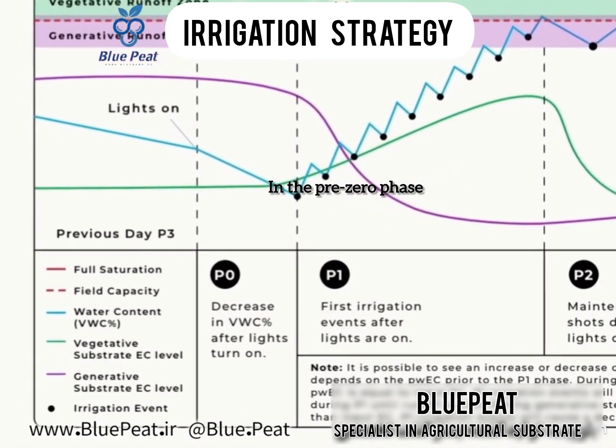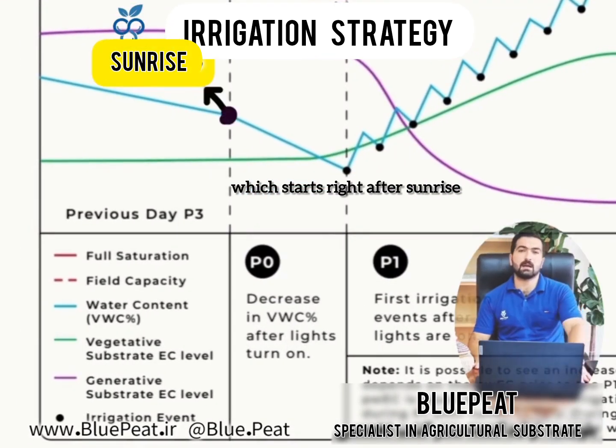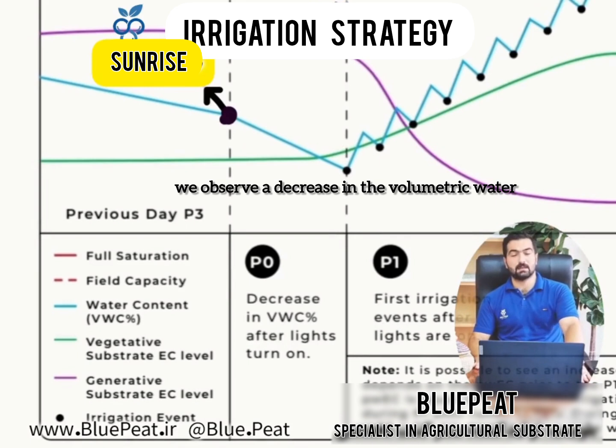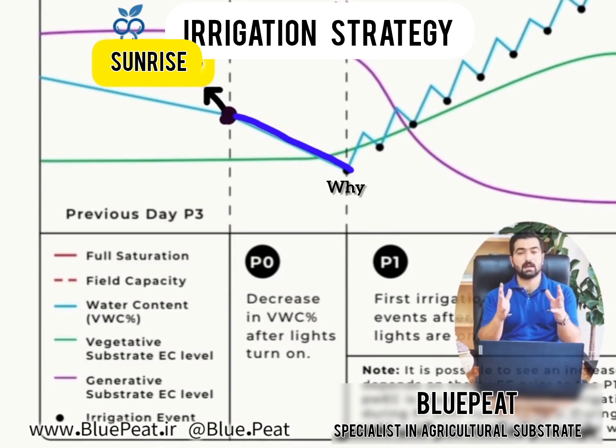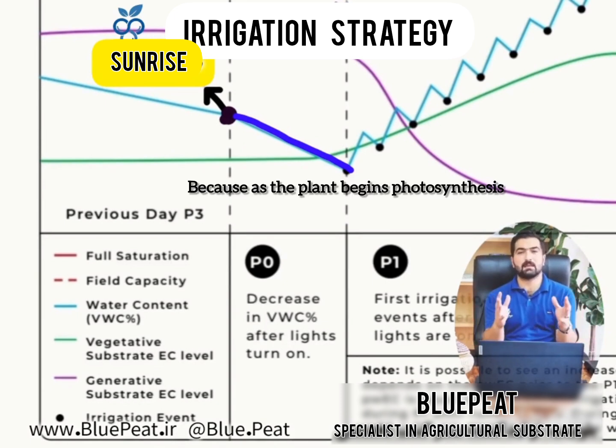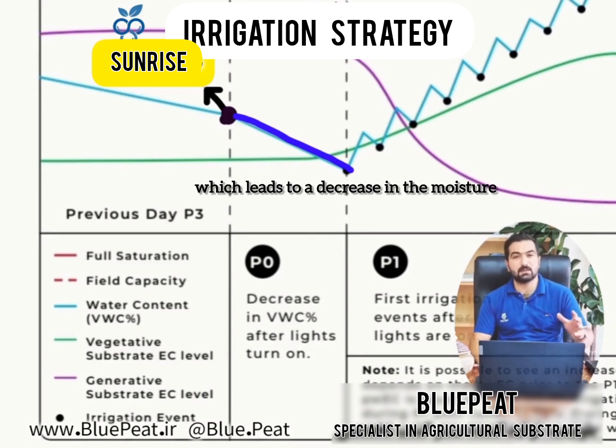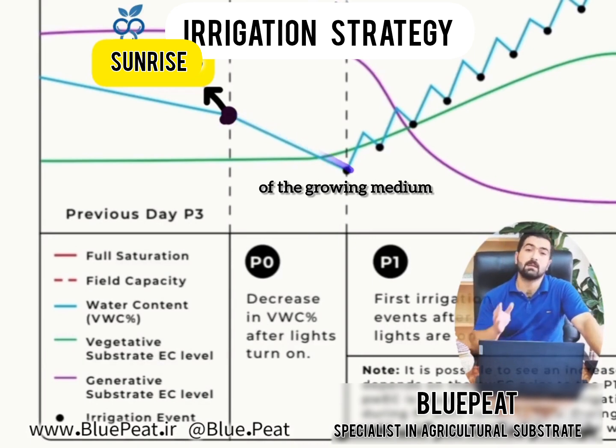In the pre-zero phase, which starts right after sunrise, we observe a decrease in the volumetric water content of the growing medium, or the volumetric moisture of the substrate. Why? Because as the plant begins photosynthesis, it starts transpiration and water uptake, which leads to a decrease in the moisture of the growing medium.